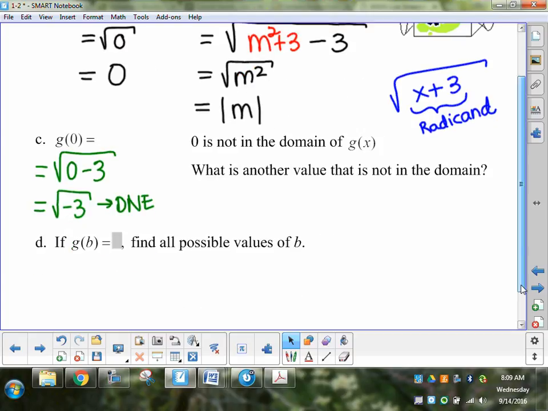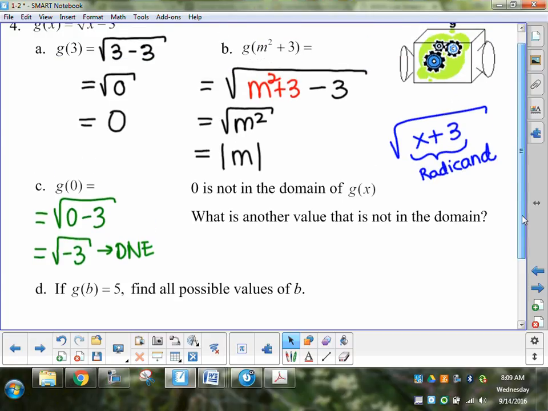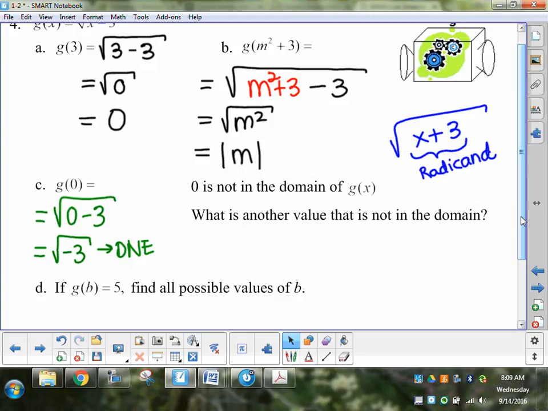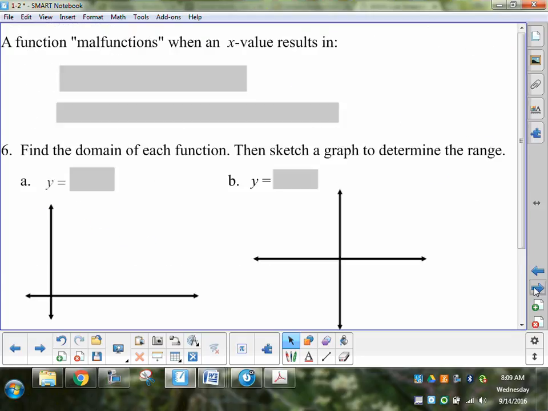Now, I want to make sure that we finish. We may bounce back to some of these questions. G of b is equal to 5. We need to find all of the values of b. We can go back and do that in a second. I want us to get to when we're going to look at some graphs.